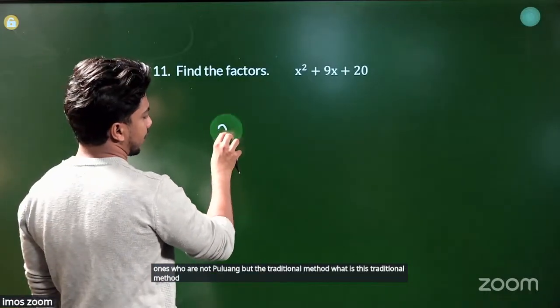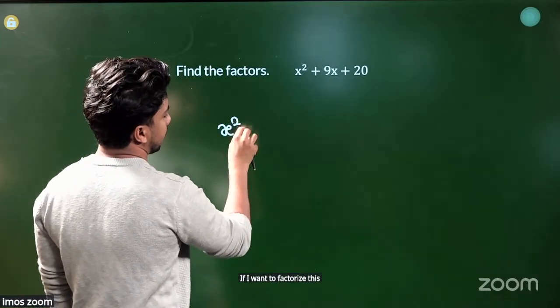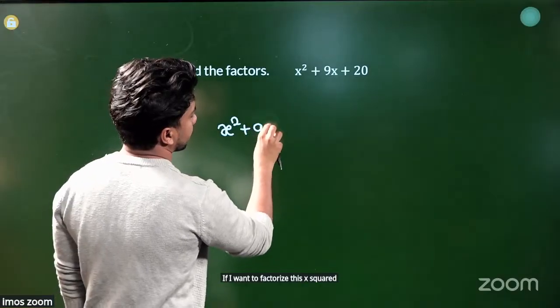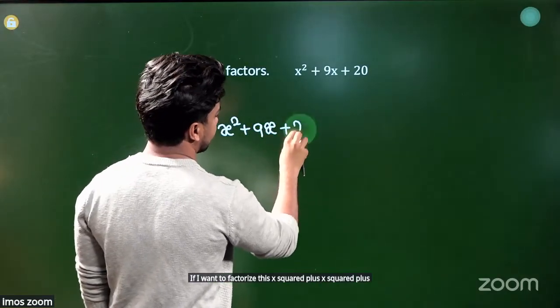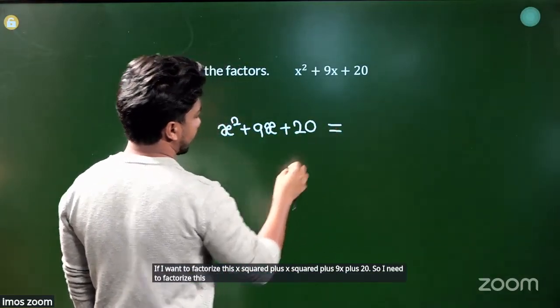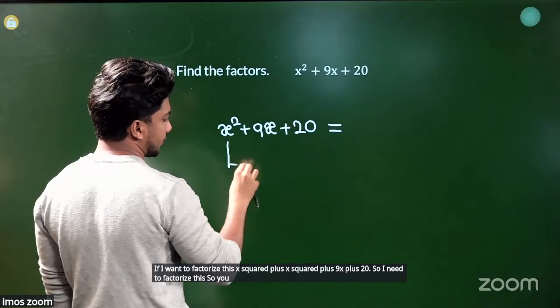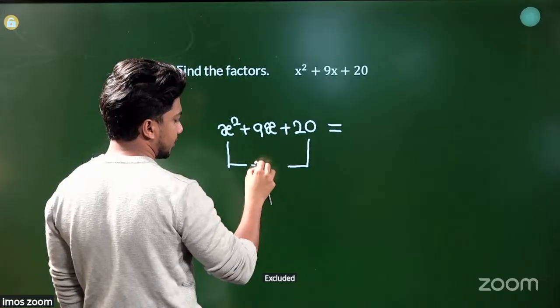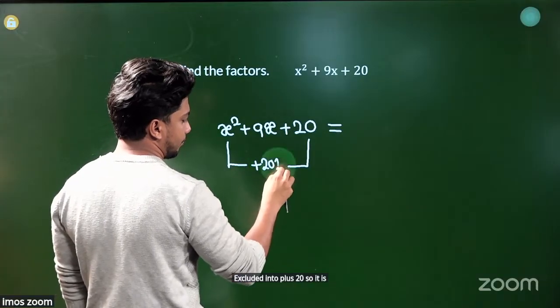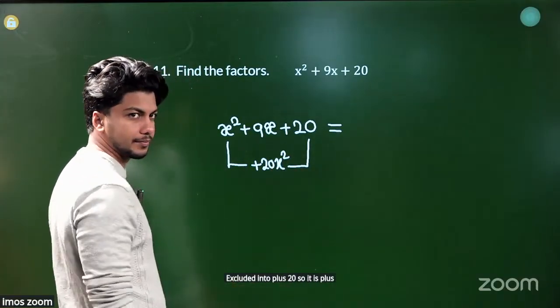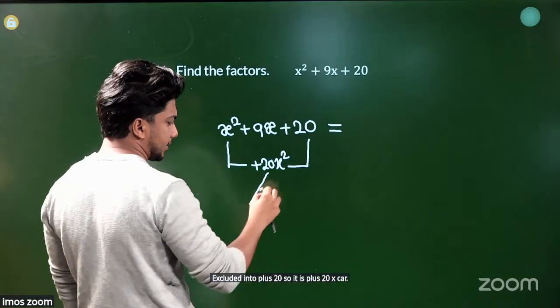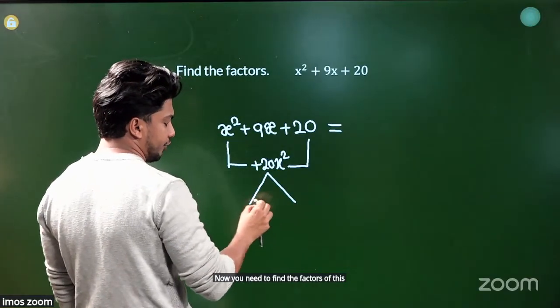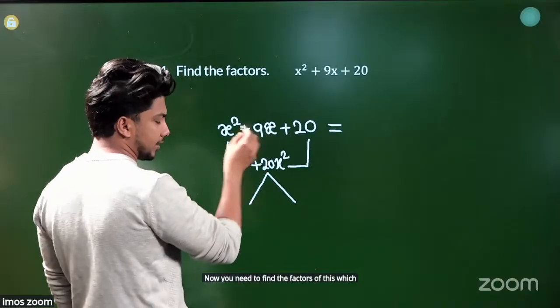If I want to factorize this, x squared plus 9x plus 20, so I need to factorize this, right? So you have to take the product of the first term and the last term first. x squared into plus 20, so it is plus 20 x squared. Now you need to find the factors of this, which their sum is the middle term.